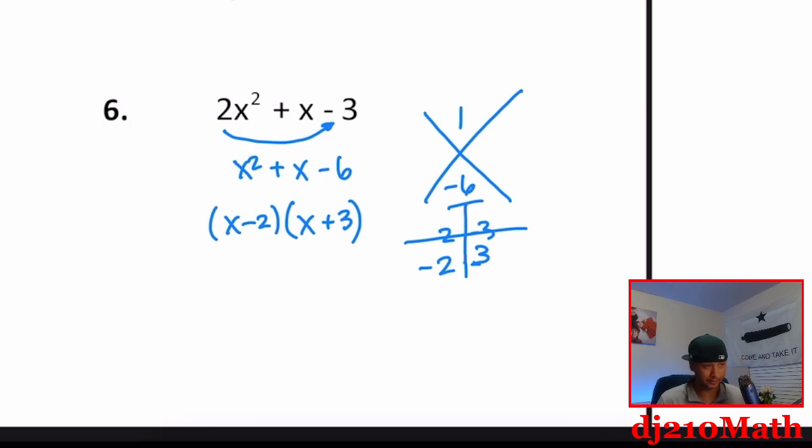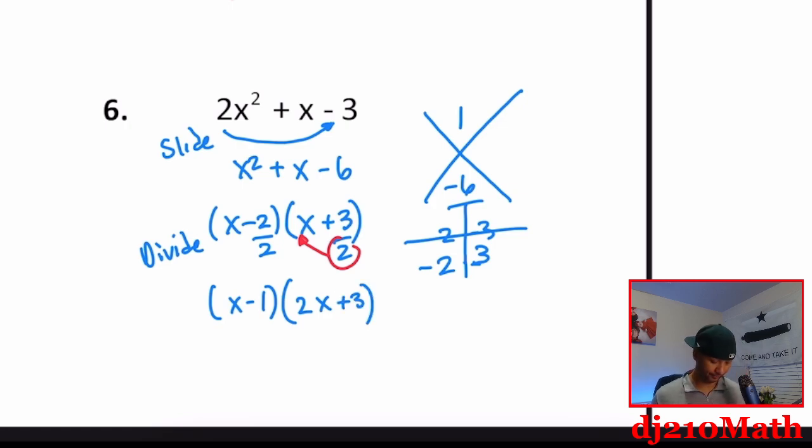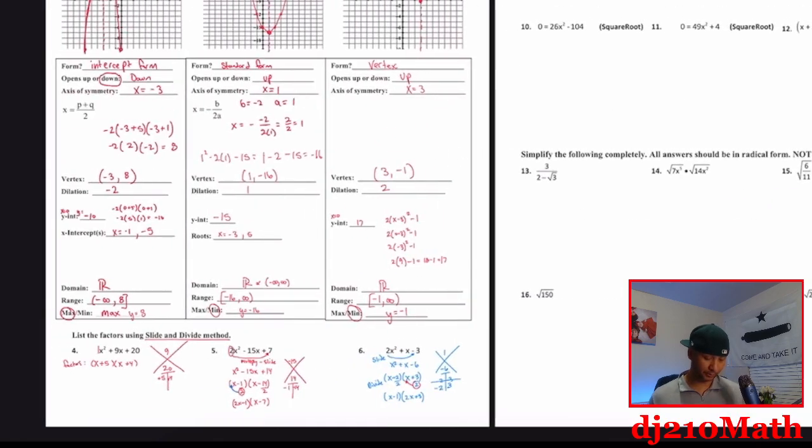These are the factors. Well, almost, because we have to divide. Because we multiplied, the slide part happens, and now the divide part has to happen. And this is going to be x minus 1. Again, 3 divided by 2 is not an even number. So 2x plus 3. Those are the factors. All right, page 1 down. Let's go.